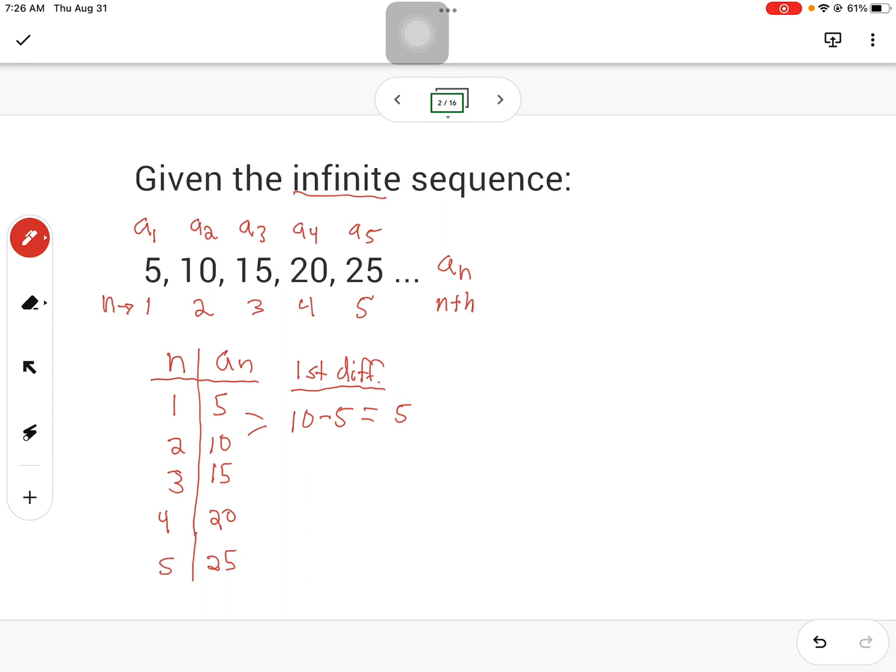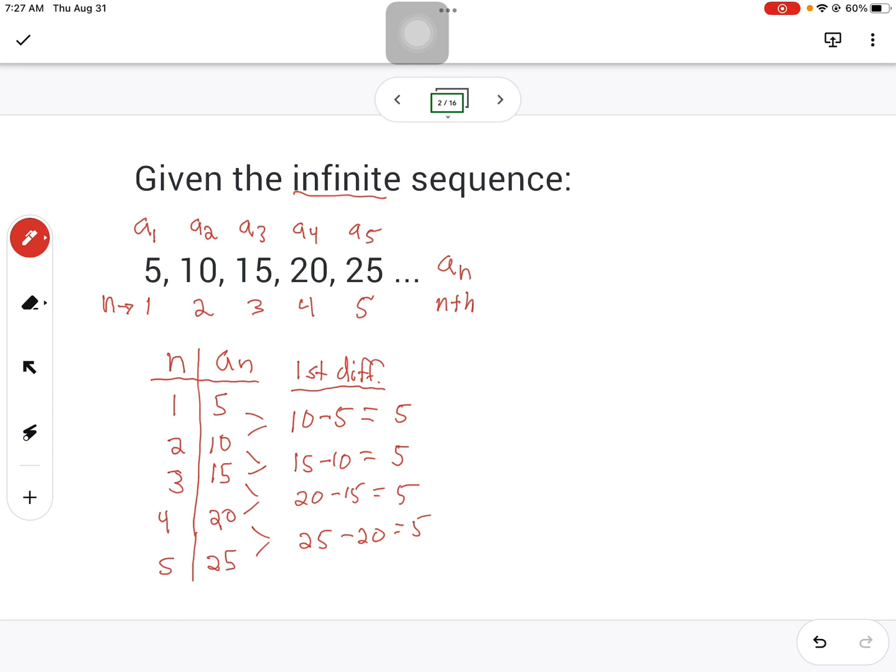I'm going to do the second one, or the second group of terms, this would be 15 minus 10. Hey, look, 20 minus 15. And you can see if I do this all the way down, we're going to get the same numbers. So our first difference, or rate of change, is constant at 5. Okay, so we know we're changing by 5.